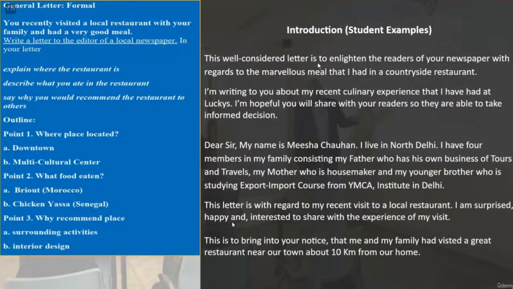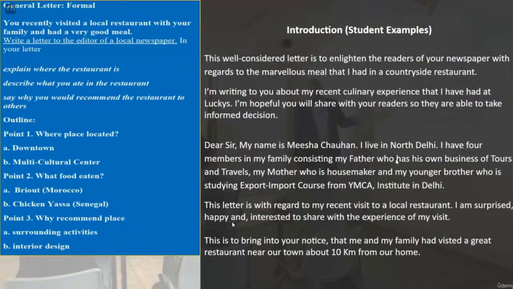A lot of times people don't understand. You can write something correctly, but there are differences in level of English. "I'm writing to you about my recent culinary experience that I have had at Lucky's. I'm hopeful you will share with your readers so that they're able to take," right? There's some grammar mistakes. You know, you don't want to make grammar mistakes. "Comma, so they're able to make an informed decision."